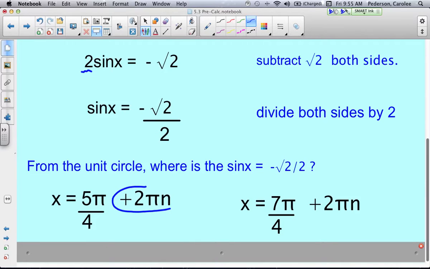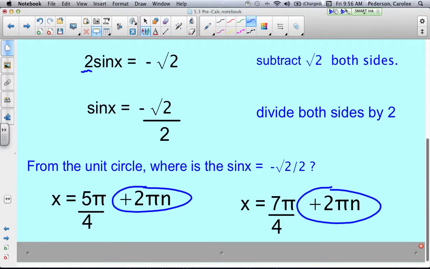There is this extra plus 2 pi n. The reason why is that the unit circle that you have on your papers is 0 to 2 pi. But remember, if I add another 2 pi, I now have another coterminal angle that wraps around. So my answer is x equals 5 pi over 4 plus 2 pi n, and x equals 7 pi over 4 plus 2 pi n. So it's just telling you that you can solve for more than just that first revolution for x.